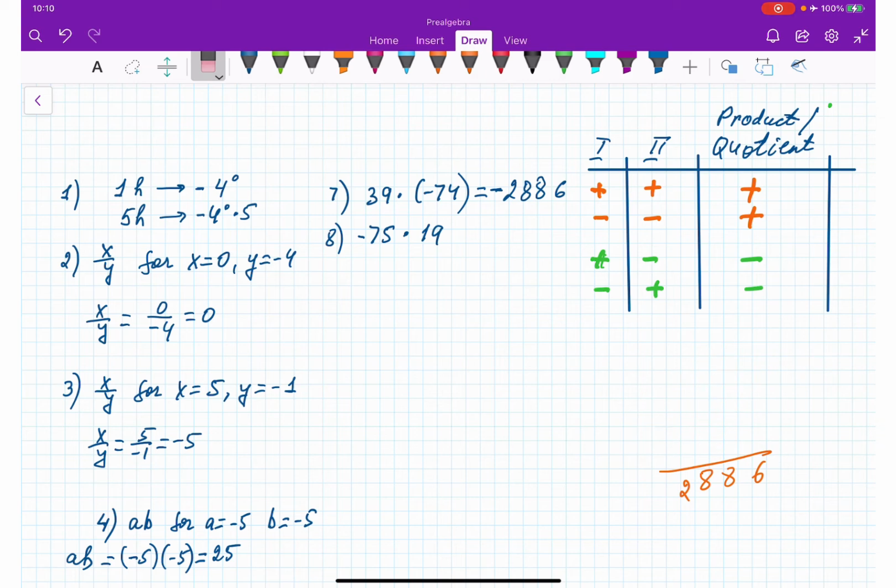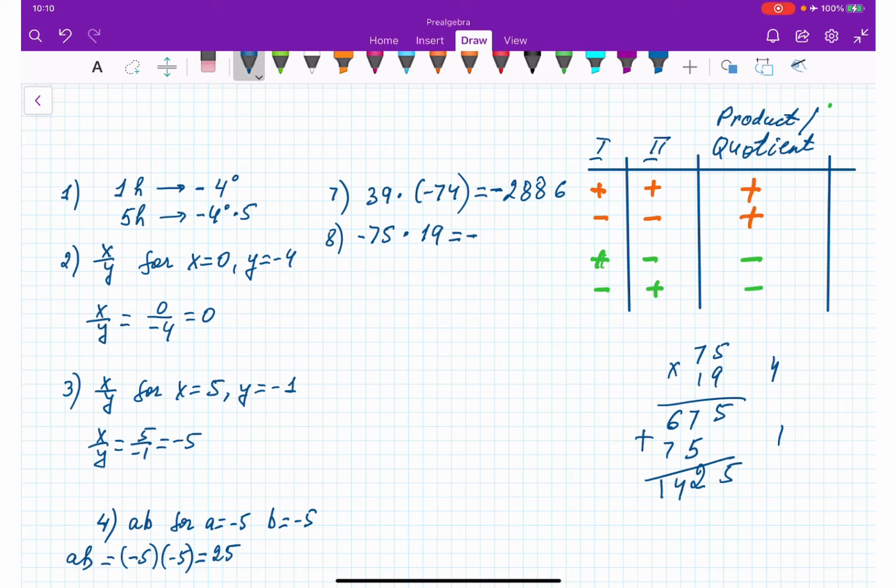Okay, let's do drafting. First of all, we know that negative times positive, the product is going to be negative. Let me put this negative. Now 75 times 19. 9 times 5, 45. 4 in mind. 9 times 7 is 63, and 4, 67. Okay, next. 1 times 5 is 5. 1 times 7 is 7. 5, we add, 12. 1 in mind. 6 plus 7, 13, and 1, 14. 1,425.